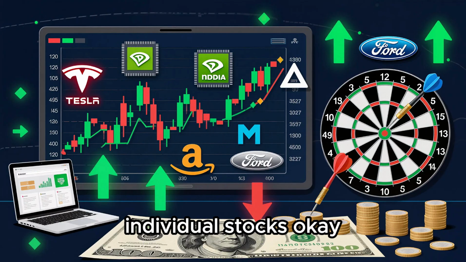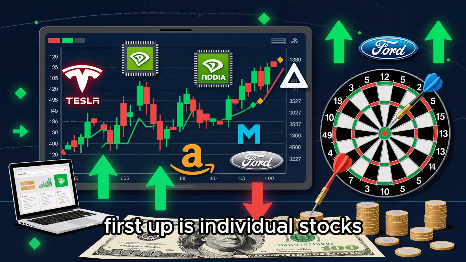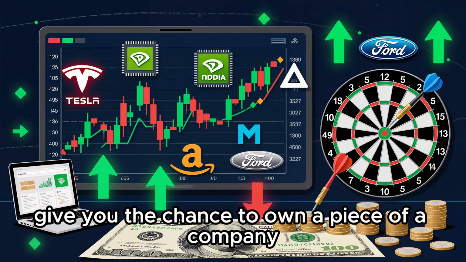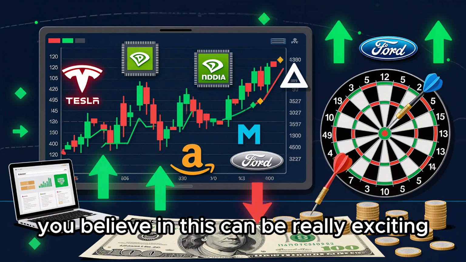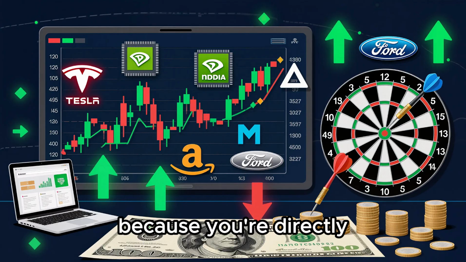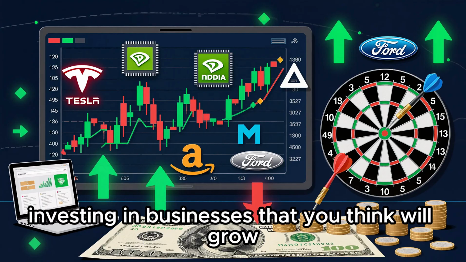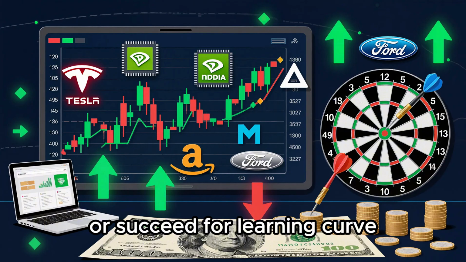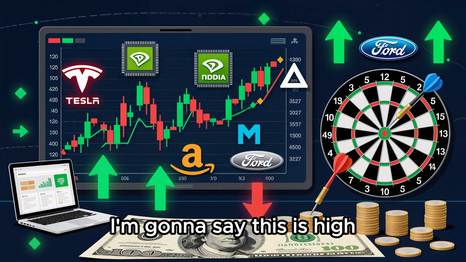Individual stocks, okay? First up is individual stocks. Individual stocks give you the chance to own a piece of a company you believe in. This can be really exciting because you're directly investing in businesses that you think will grow or succeed. For learning curve, I'm gonna say this is high.